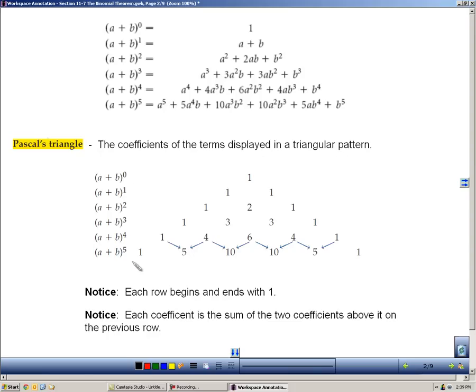So if you look, here's the expansion once again, but I've taken out the a's and b's, and so you just see the numbers. A couple things to note about Pascal's triangle: each row begins and ends with a 1, and each coefficient is the sum of the 2 coefficients above it. So you see here this 10 comes from a 6 plus a 4. And it works that way for all of the coefficients in Pascal's triangle, except for the ones on the ends.